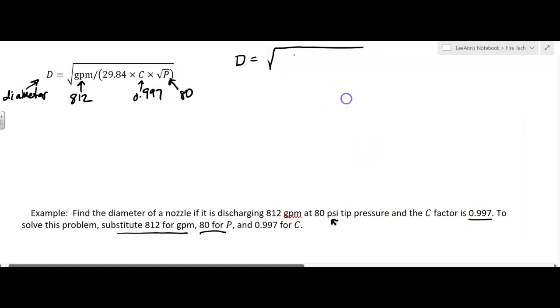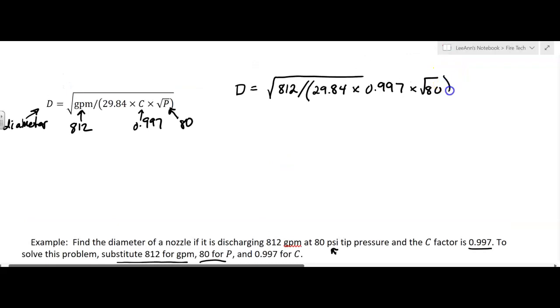Okay, so we're going to have 812 divided by, and notice they have parentheses here. The 29.84, that's just a constant. That's not changing. It's not a variable. Times, and then we have 0.997 times the square root of 80. And all that giant square root symbol is over the whole thing. Okay, so this is how you figure out the diameter of the nozzle that you need. So apparently that's important.